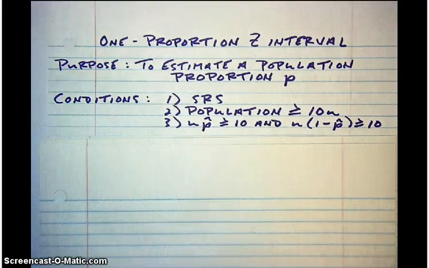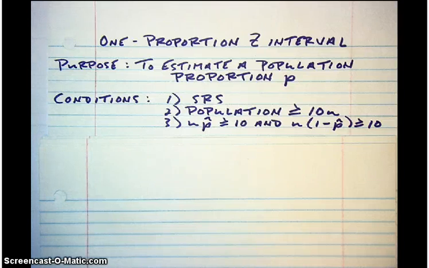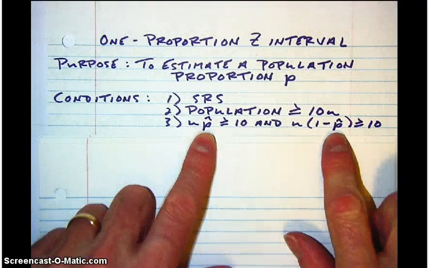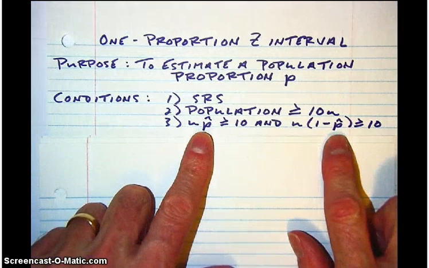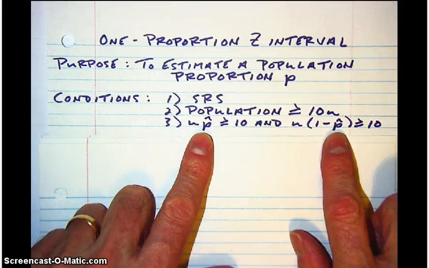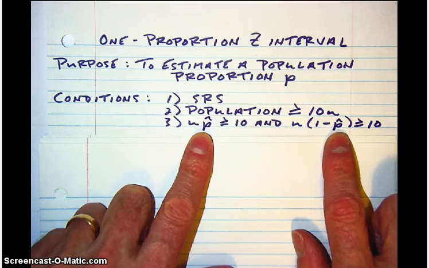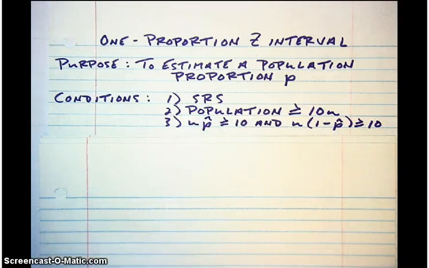1, simple random sample. 2, population greater than or equal to 10 times the sample size. And 3, n times P hat greater than or equal to 10, and n times 1 minus P hat greater than or equal to 10. Remember, with that condition, you have to use P hat. There is no null hypothesis here. There is no presumptive value of what P should be, so you have to use P hat from your sample.